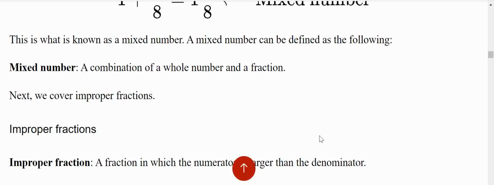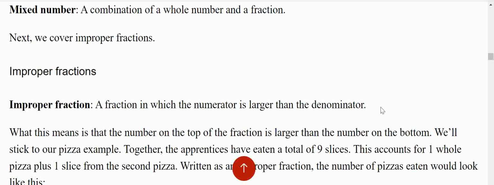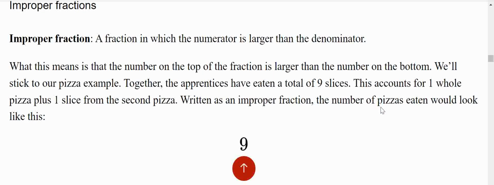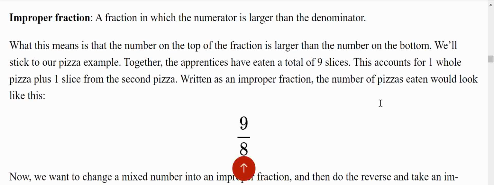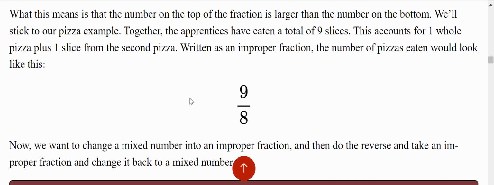Next, we cover improper fractions. Improper fractions. A fraction in which the numerator is larger than the denominator. What this means is that the number on the top of the fraction is larger than the number on the bottom. We'll stick to our pizza example. Together, the apprentices have eaten a total of 9 slices. This accounts for one whole pizza plus one slice from the second pizza. Written as an improper fraction, the number of pizzas eaten would look like this, and that's 9 over 8.